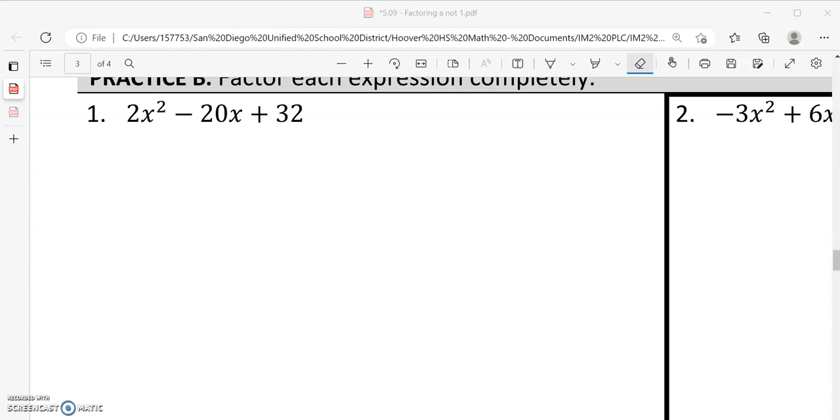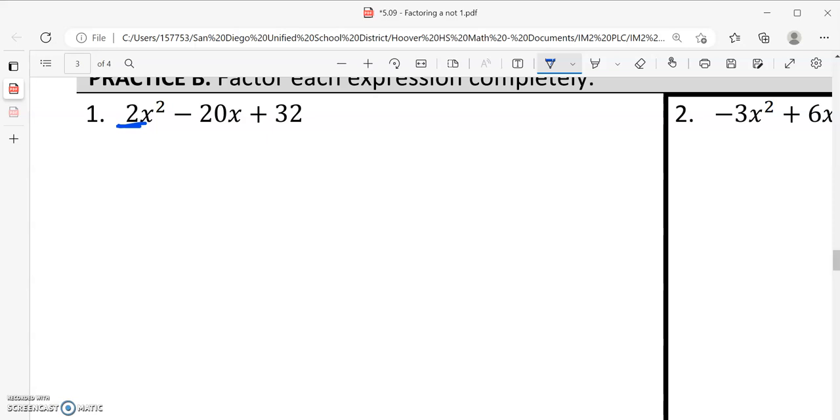Okay, so we're working on factoring when our a value is not 1, right? So yesterday and the other lessons, this is our a value. This time it is a number that's not 1. It's 2, correct? So which way is our concavity? It's up, okay. So make sure we remember that.